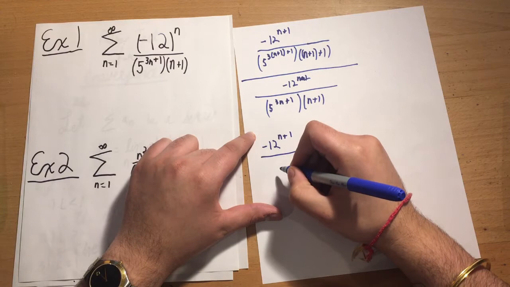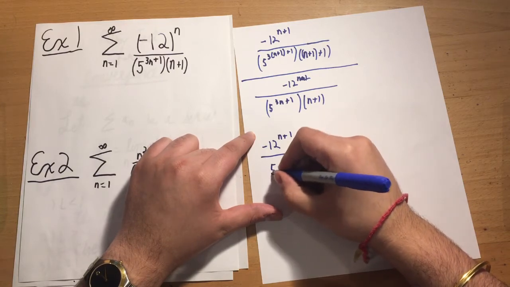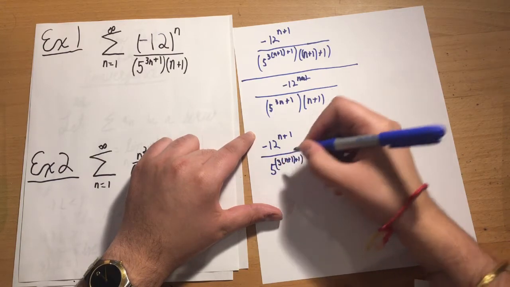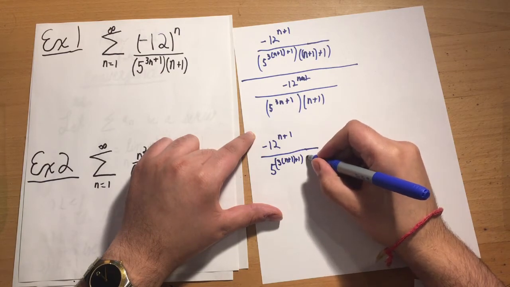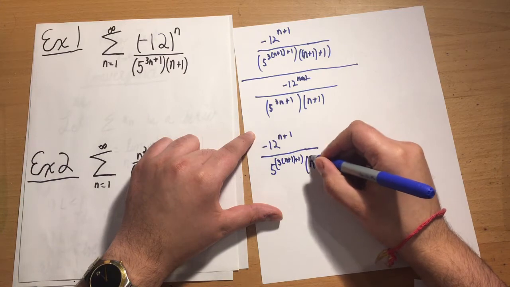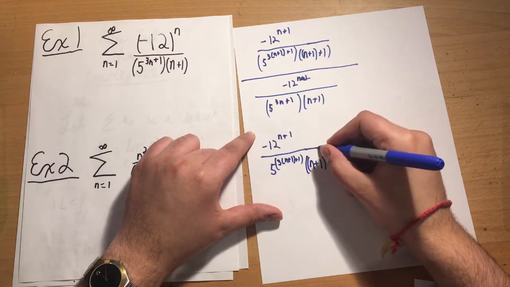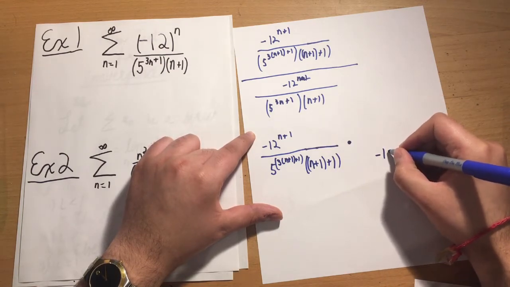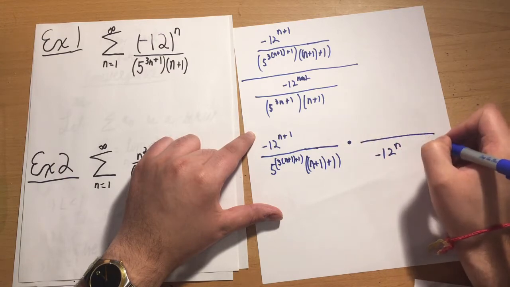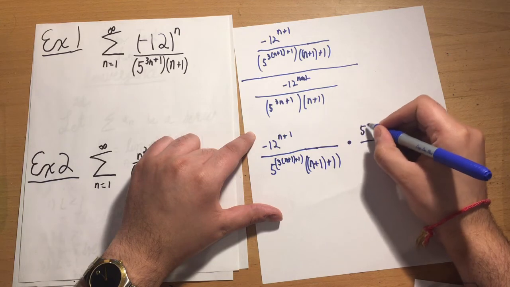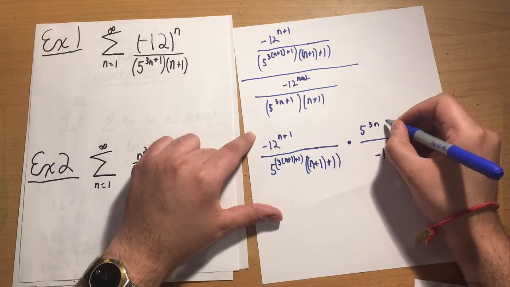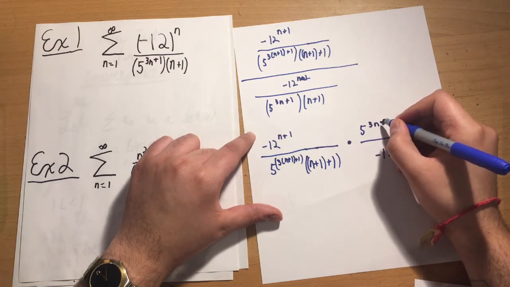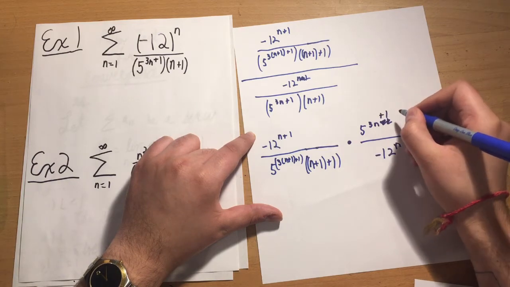So I start off with my normal a of n plus 1, 5 to the 3 times n plus 1, multiplied by n plus 1, and then I multiply this whole thing by negative 12 to the n in my denominator, and then my numerator will be 5 to the 3n plus 1, and then just n plus 1.